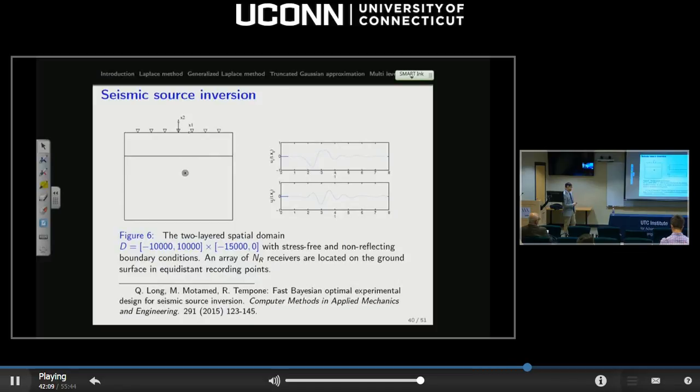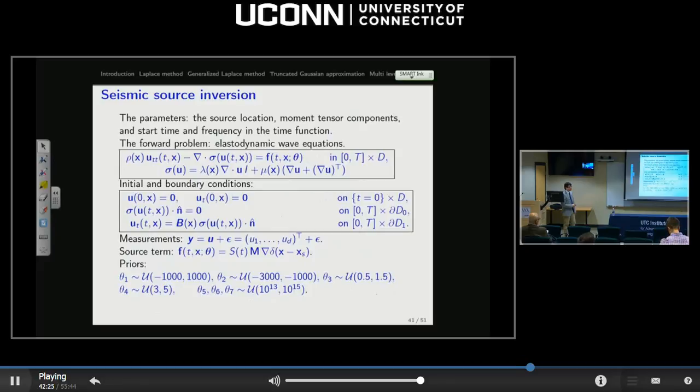And you take measurement on the ground. You put receivers to measure the displacement or acceleration or velocity. In this case, we just use the displacement. And of course, here's the forward model. It's basically a hyperbolic equation for linear elasticity. It's a very simple model. Here, the initial condition, traction-free boundary condition, and absorbing boundary condition, just to truncate the domain. And we take measurement y, which is the polluted displacement on the ground.